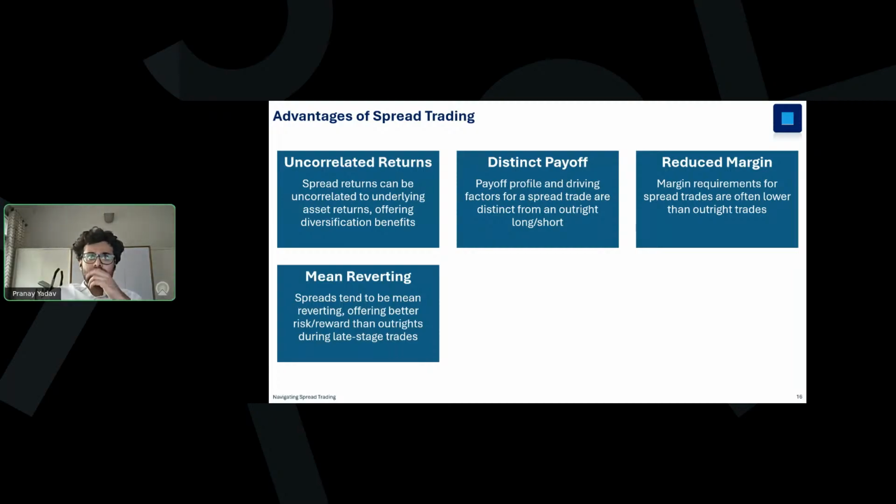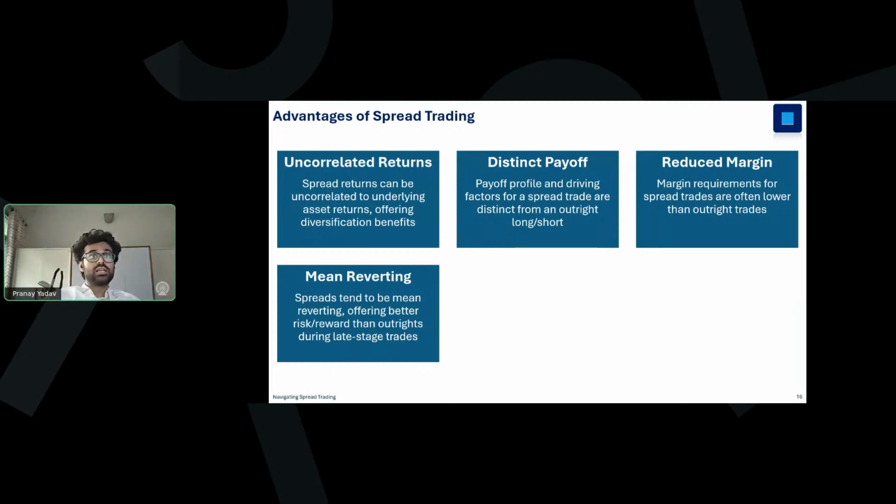Another advantage is mean reversion. Spreads are often mean reverting, which means they can offer better reward to risk ratios than outright trades during late stage trades. Now, an example of this may be the gold silver ratio itself. As of right now, many of you may have seen both gold silver prices have increased massively over the scope of last year. A long position in gold or silver individually can seem a bit risky at times like this.